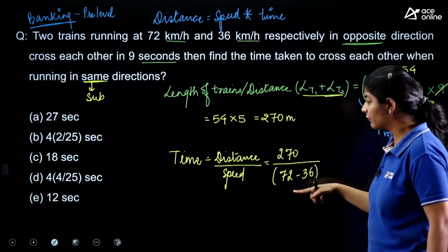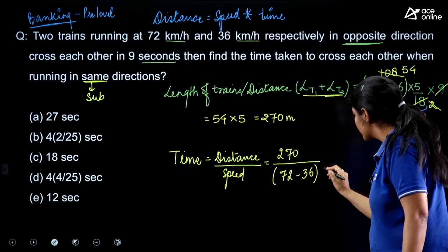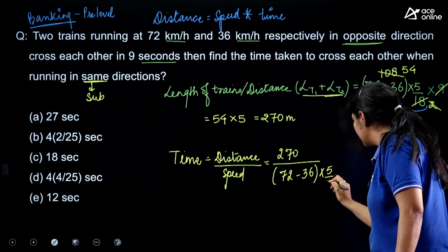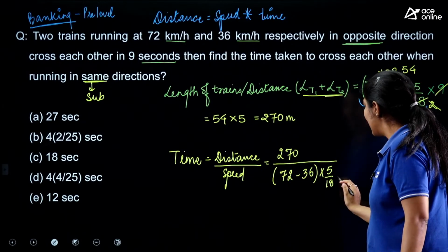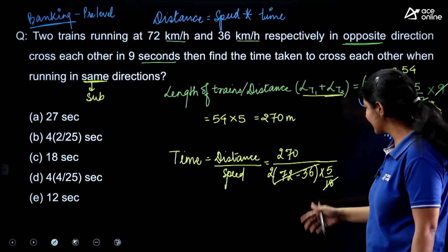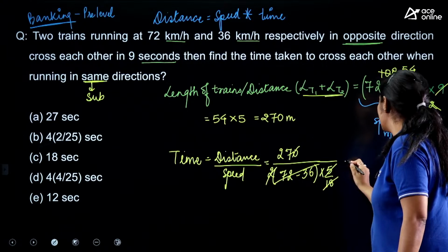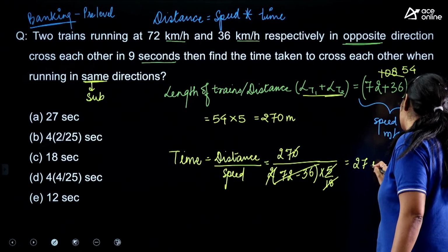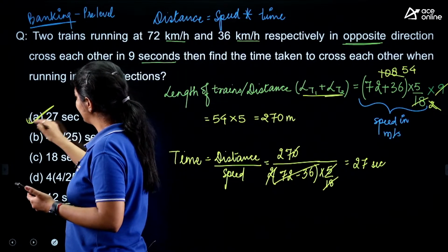Again we need to convert it because we have different units, so we convert it into meters per second. Here we get 36 and here we get 2. I'm directly doing the calculation. Here we get 10, so this is eliminated and we get our answer as 27 seconds. The correct answer is 27 seconds.